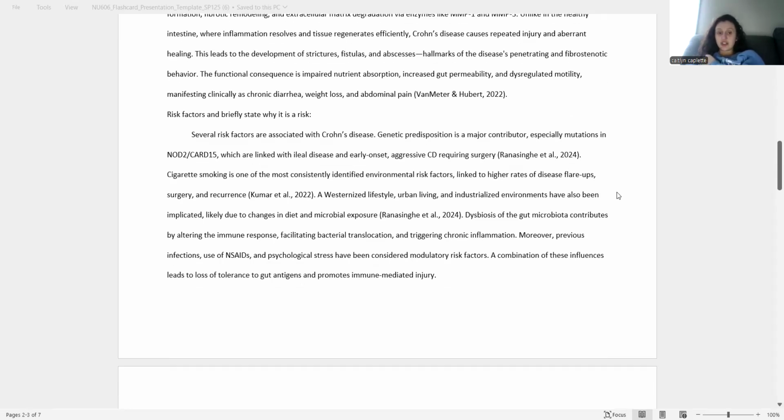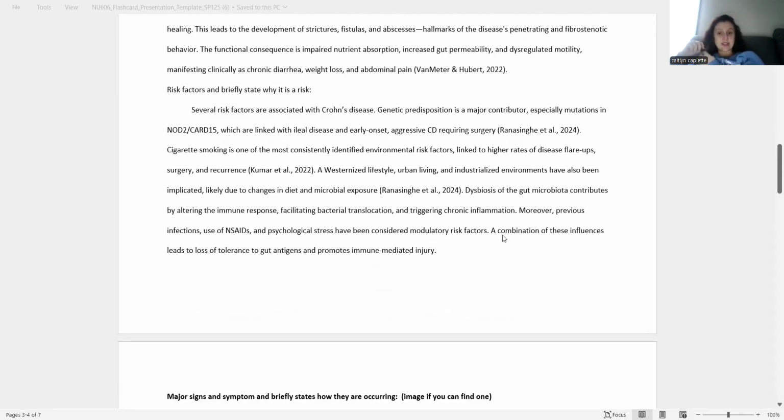Several risk factors are associated with Crohn's disease, such as genetic predisposition. This is especially seen in mutations in NOD2/CARD15, which are linked with ileal disease and early onset, aggressive Crohn's disease that often requires surgery. Cigarette smoking is one of the most consistently identified environmental risk factors and is also linked to higher rates of disease flare-ups, surgery, and recurrence.